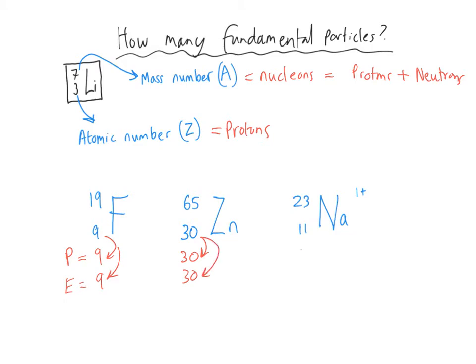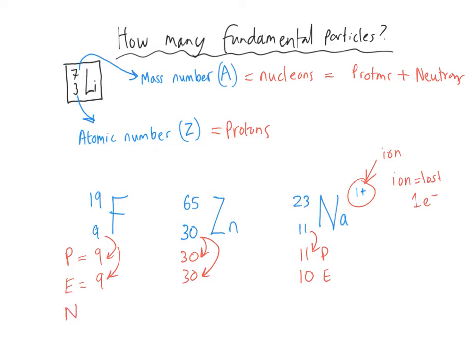Where we'll get some differences over here for sodium, because that 1 plus tells us that sodium is an ion, and more specifically, it is an ion because it has lost 1 electron. And so what that means is it's got 11 protons because that's its atomic number, but it will only have 10 electrons this time because it has lost 1.